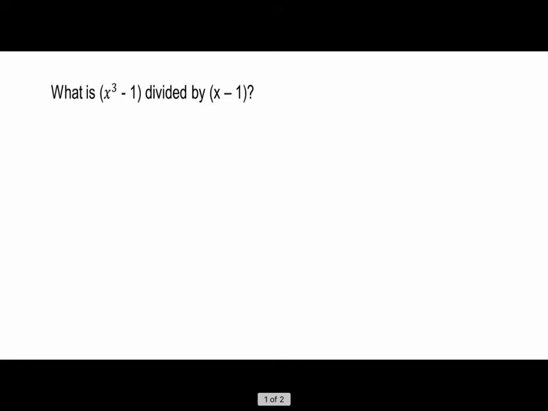What is x cubed minus 1 divided by x minus 1? So when you're dividing by the divisor, you're dividing the dividend by the divisor. That helps us set this problem up where the divisor is on the outside and the dividend is on the inside, but there's a problem with this dividend.